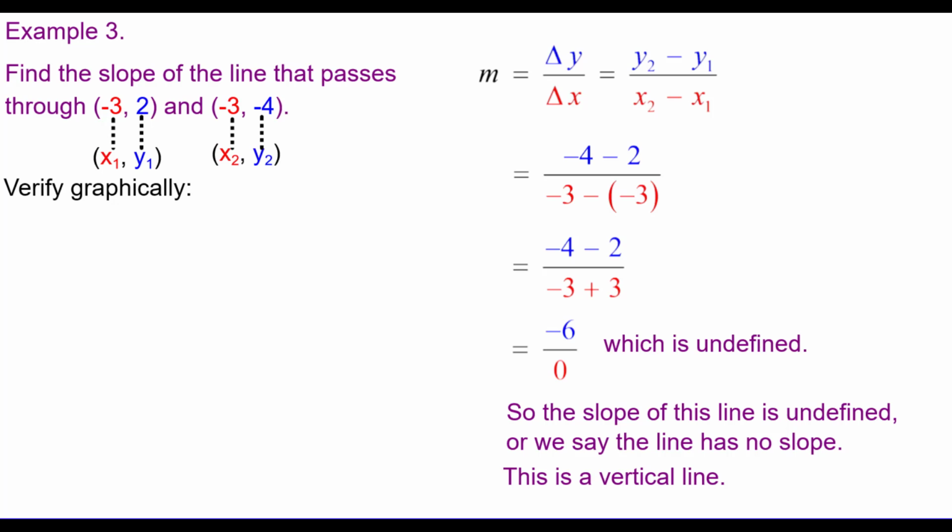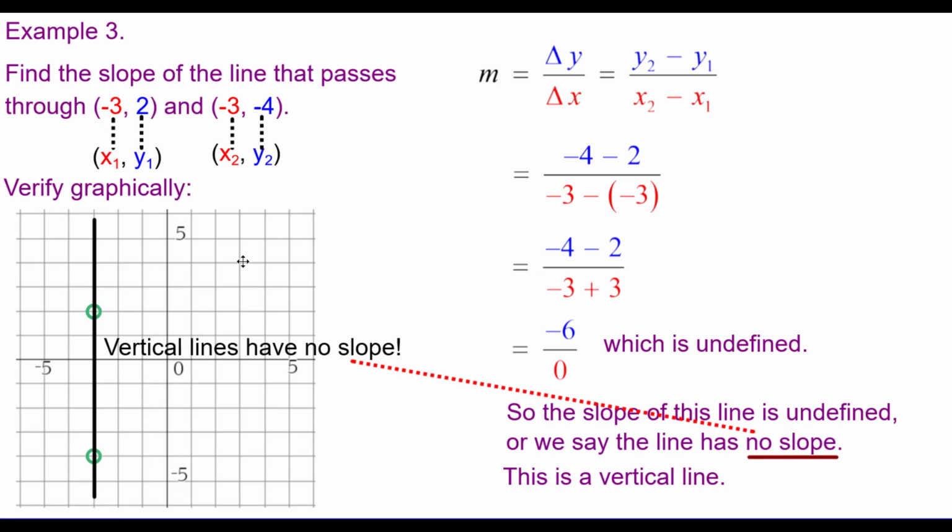We'll verify it graphically. If you want to do this, go ahead and pause to do so. So we plotted the 2 points, drew a line, saw it was vertical, and vertical lines have no slope, so this does check.